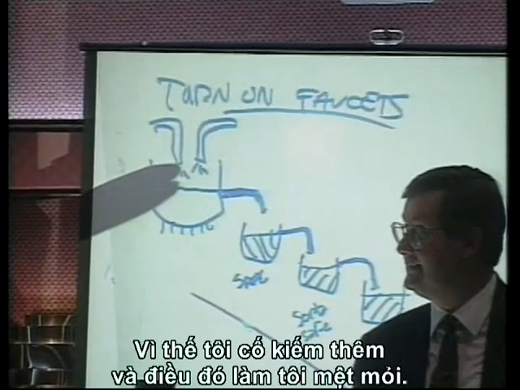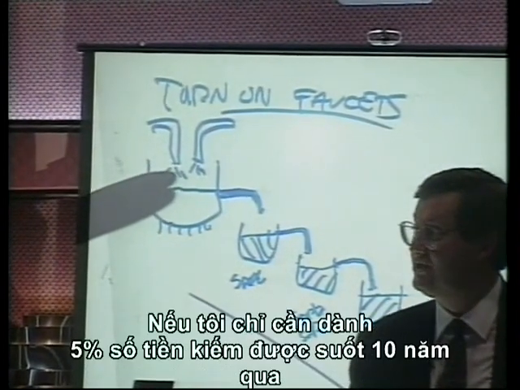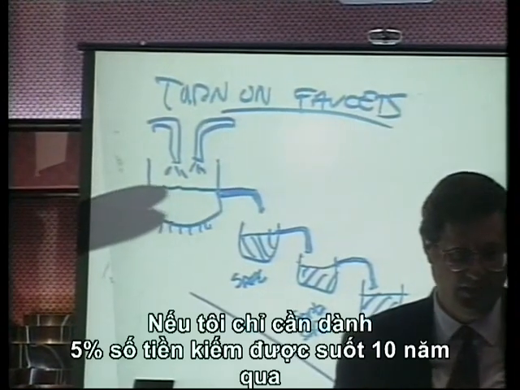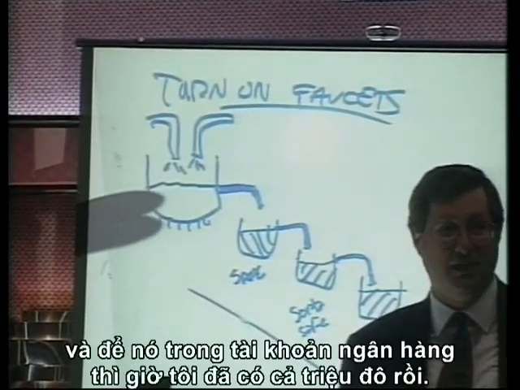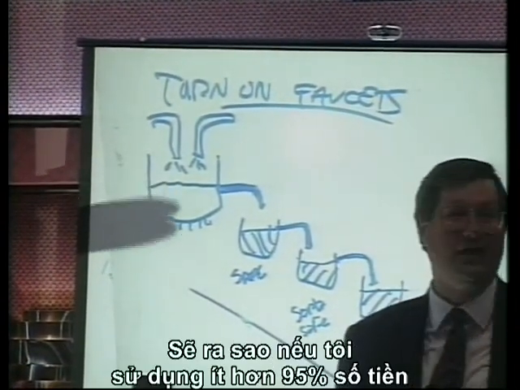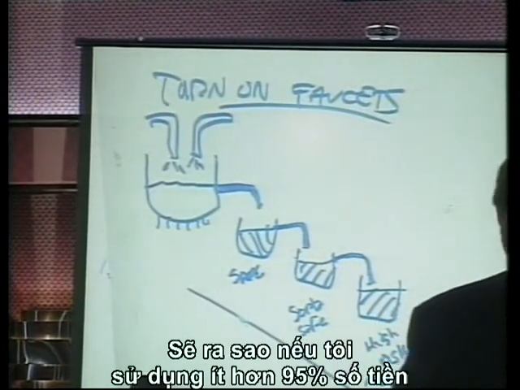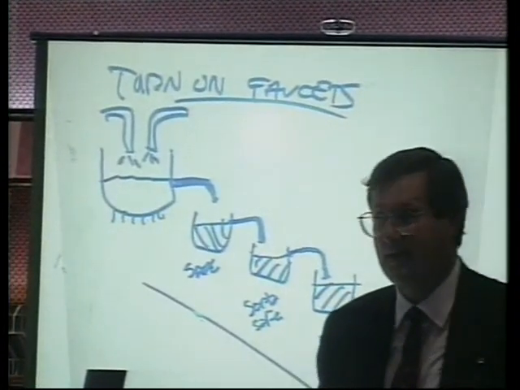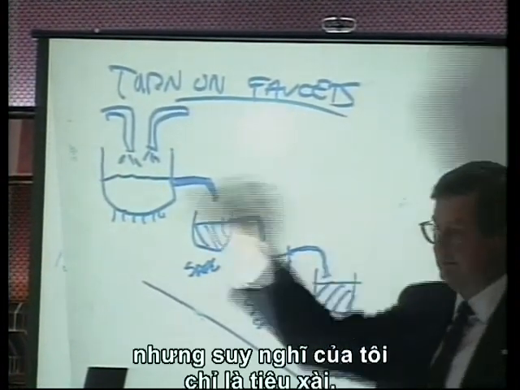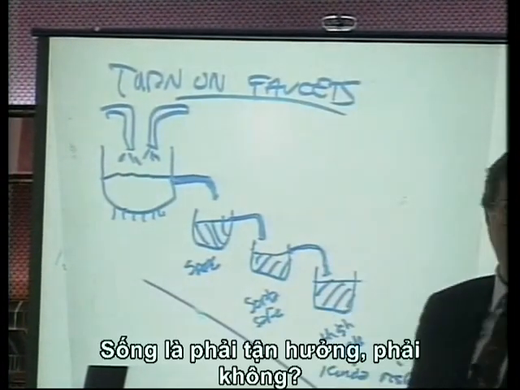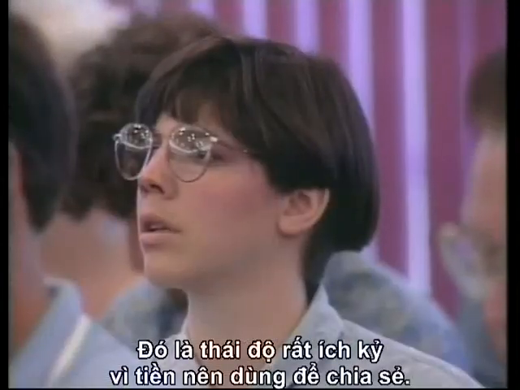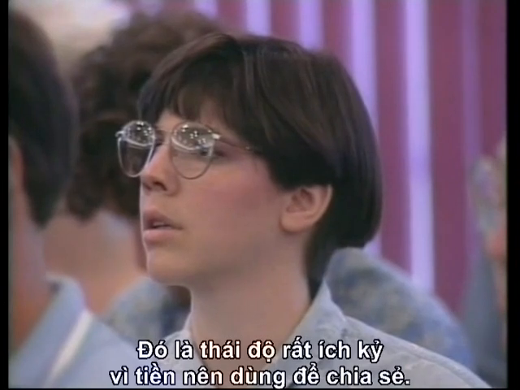And finally I got tired of that. I said, wait a second. Boy, of all the money that flowed through my fingers in the last 10 years, if I'd just taken 5% of it and put it somewhere, there'd be a bank account with millions of dollars in it. Couldn't I have got by on 95%? Could I have got by on 90%? Yeah. Well, my attitude was just, spend it. Let's have fun. Life's to be lived, right? That's a very selfish attitude because money is to be shared.